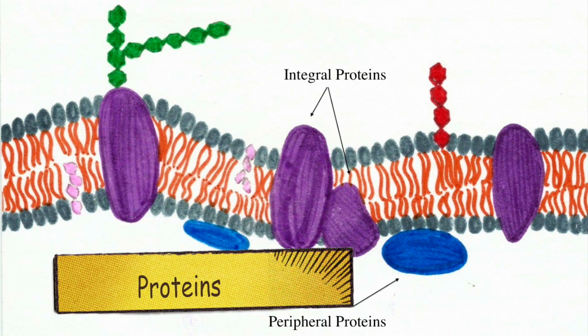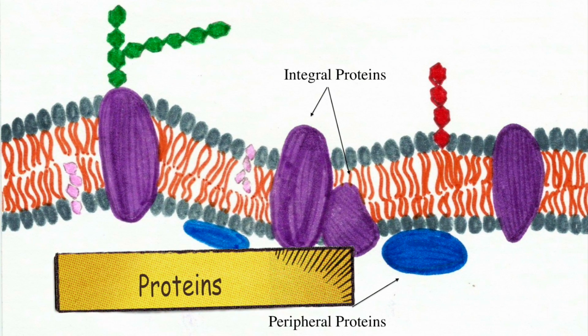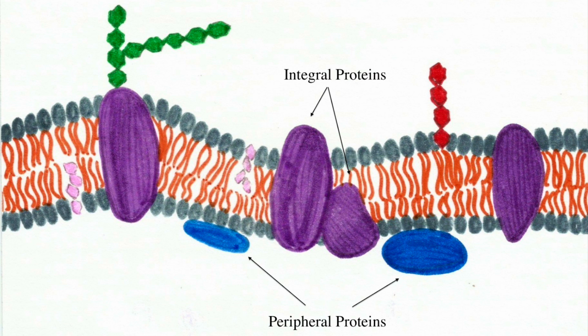In this fluid mosaic model, the membrane is a mosaic of proteins embedded in the fluid phospholipid bilayer. The majority of these molecules are integral and peripheral proteins. Integral proteins are found in the hydrophobic interior of the lipid bilayer and aid in the transport of materials into and out of the cell, which we will discuss later.